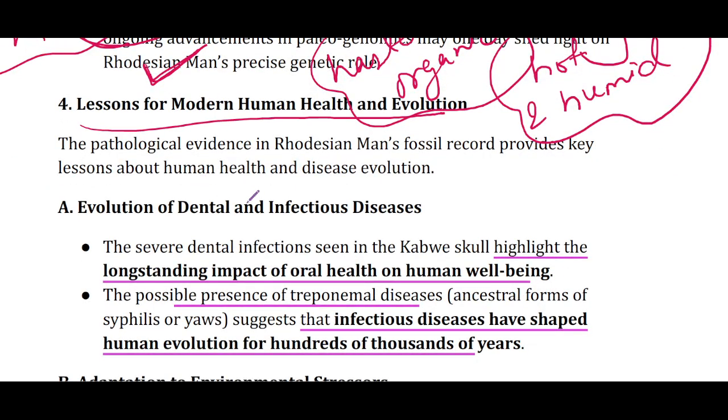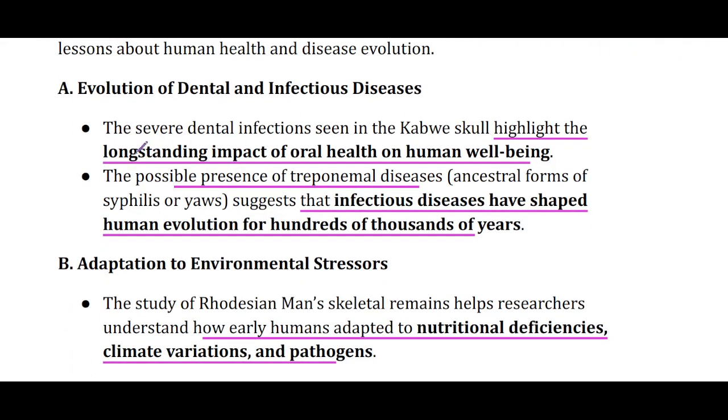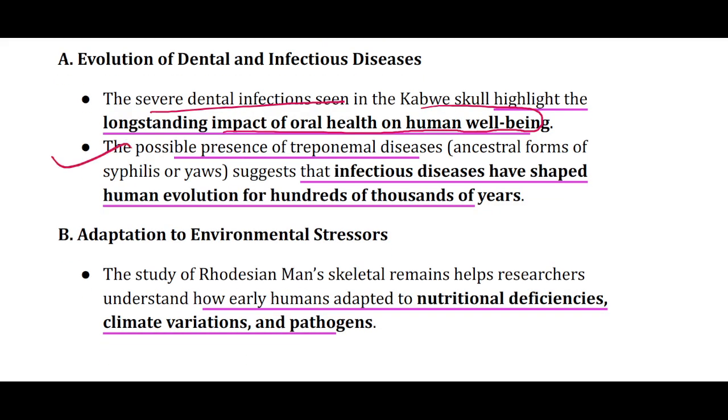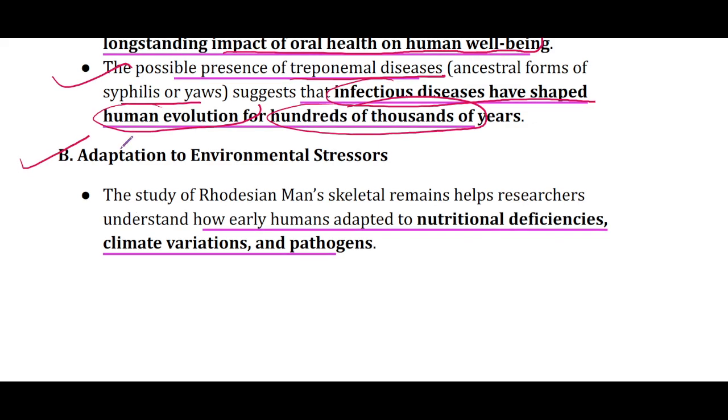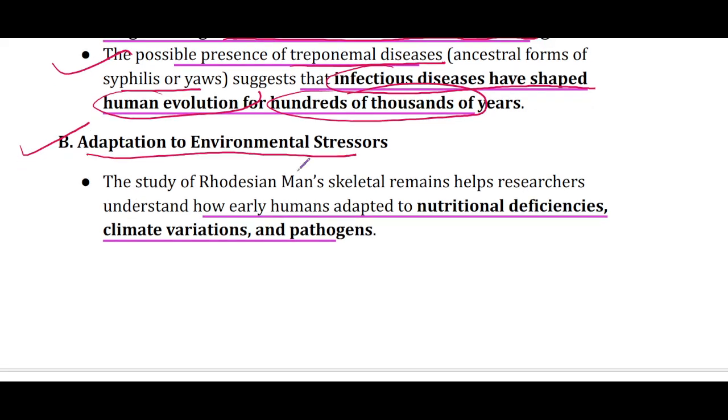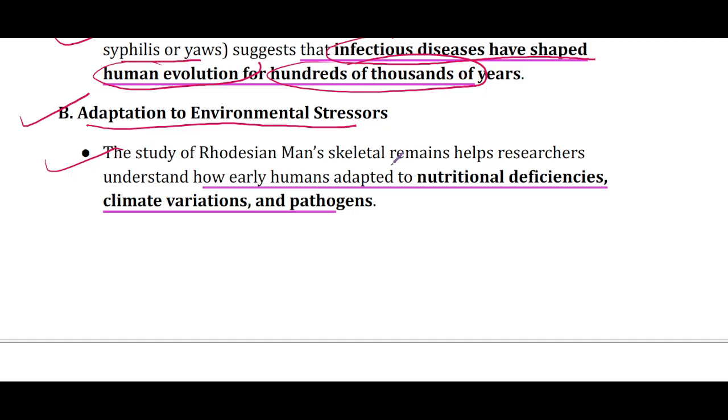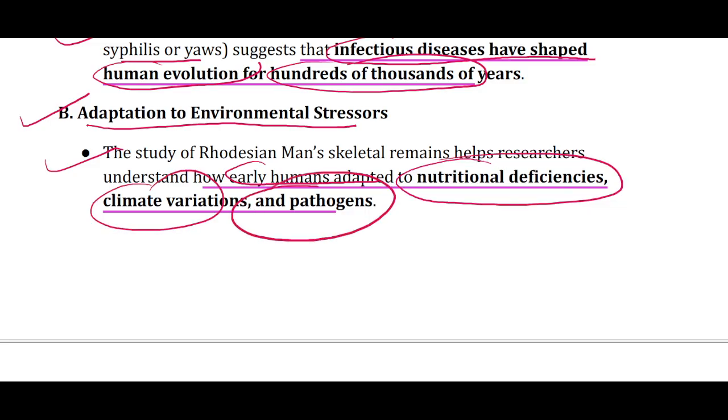Now, the lessons for modern human health and evolution. The severe dental infection seen in the Kabwe skull highlights the long-standing impact of oral health on human beings. Then the presence of treponemal diseases, that is the ancient ancestral form of syphilis, suggests that infectious diseases have shaped human evolution for hundreds of thousands of years. Now, the next element, the adaptation to environmental stressors. The study of Rhodesian man's skeleton helps researchers understand how early humans adapted to nutritional deficiency, climate variations, and pathogens.